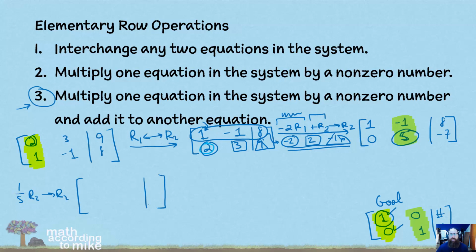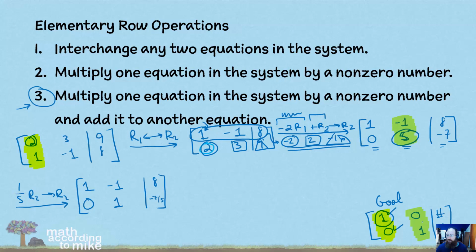Put this right into your matrix. 1/5 times 0 is 0. 1/5 times 5 is 1. And 1/5 times -7 is -7/5. We did not modify the first row, so I'm going to put that in. You know what? We're right here. We might as well finish it.